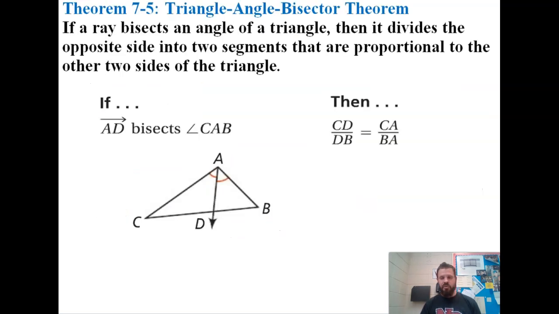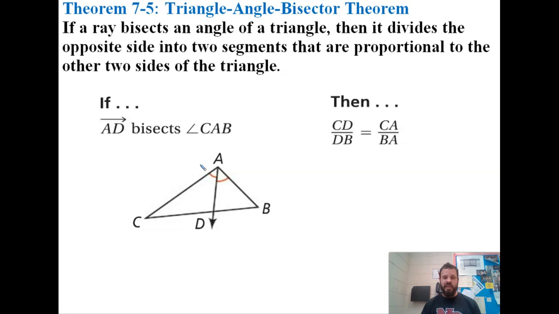All right, other theorem we're going to take a look at deals with something completely different. All right, but the theorem gives us the same result. Okay, so problems are going to work out the same way. Next theorem we have is the triangle angle bisector theorem. It says if a ray bisects an angle of a triangle, then it divides the opposite side into two segments that are proportional to the other two sides of the triangle.